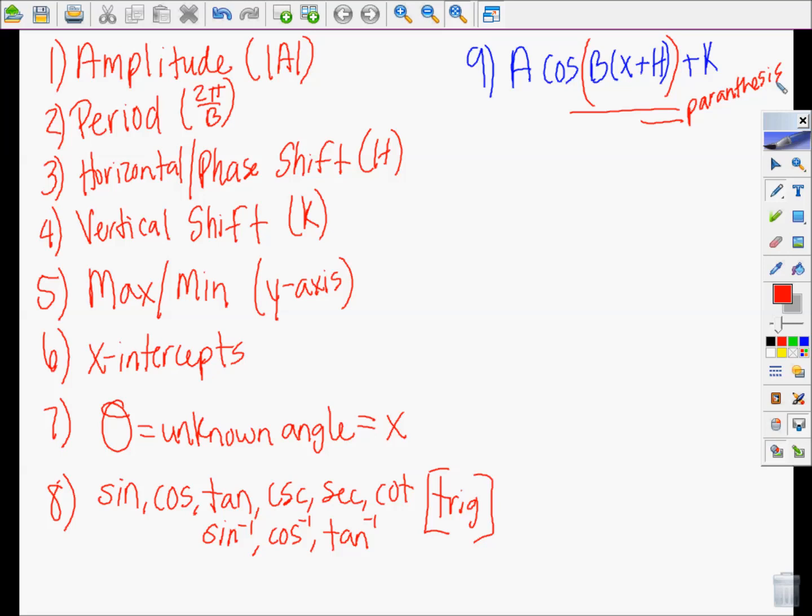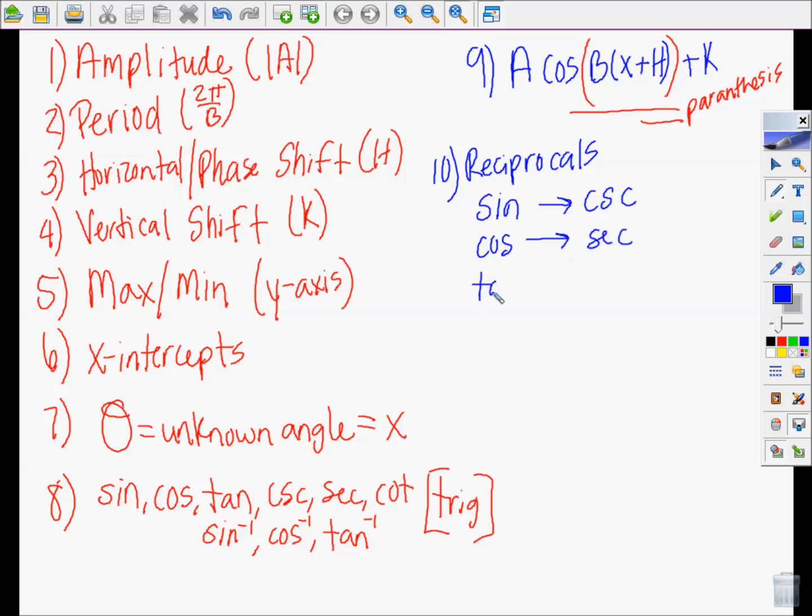Next, we need to go over trigonometric reciprocals. When you're looking for the reciprocals of trig functions, for example, the reciprocal of sine is cosecant. The reciprocal of cosine is secant, and the reciprocal of tangent is cotangent. And when you use the word reciprocal, that means you're doing what to the value? You're flipping the value, right?